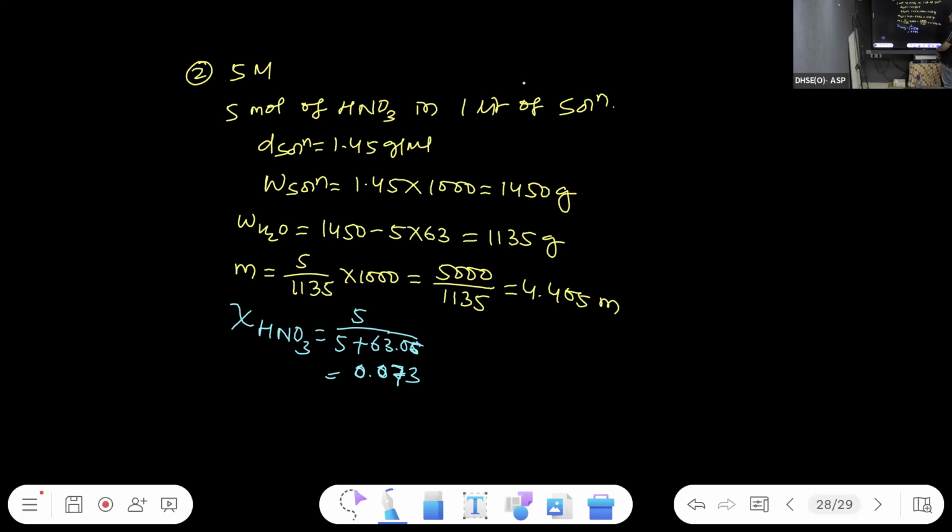Now the mole fraction. The number of moles of HNO3 is 5, divided by total number of moles. So number of moles of water is 1135 divided by molar mass 18. So 5 divided by 68.06, that is coming 0.073, that is the mole fraction. Okay, done. Students, did you understand?